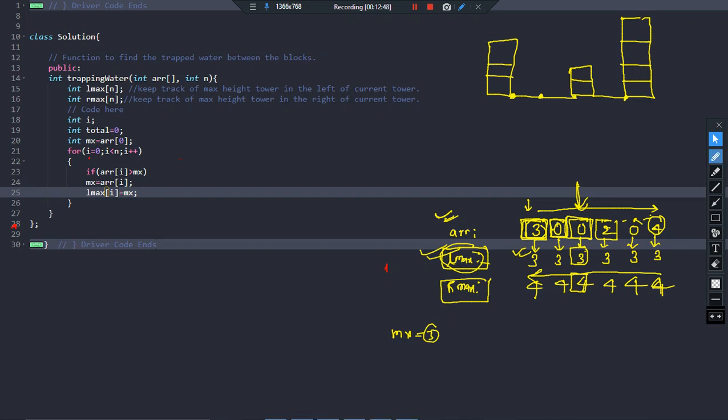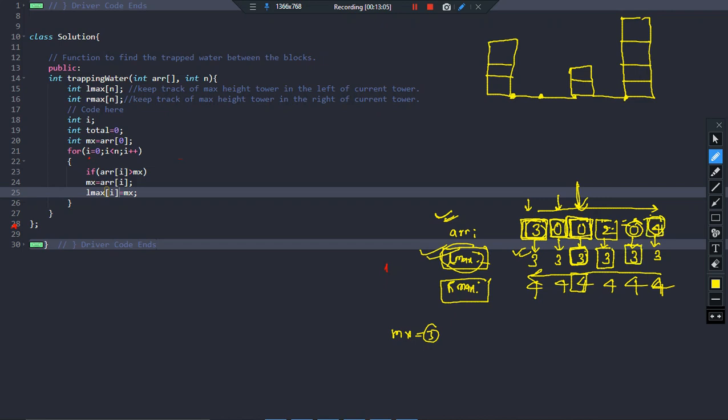3. The pointer comes here, you have 0. Is it greater than 3? Definitely not. Then L max will be equal to max only, again 3. You are here, again 0. This is also not greater than max, so again L max will be 3 only. 2 is not greater than max, L max will be 3 only. 0 is not greater than max, L max will be 3 only.